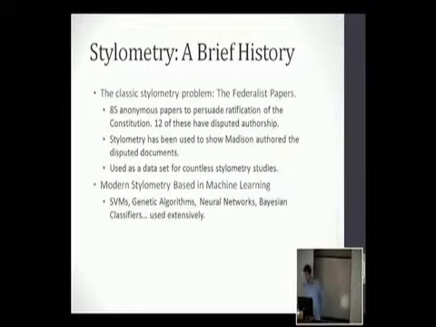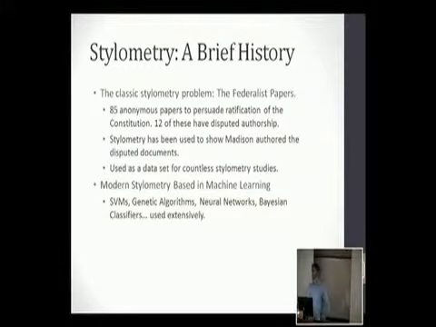So a brief history of stylometry. The classic stylometry problem is that of the Federalist Papers. Back in the late 1700s, when the Constitution was in the process of being ratified, there were 85 anonymous documents that were written to persuade the people of New York to ratify the Constitution. Most of them have been identified through historical means, but 12 of these documents have disputed authorship, and they were either written by James Madison or by Alexander Hamilton. And stylometry has shown that James Madison actually authored these documents.